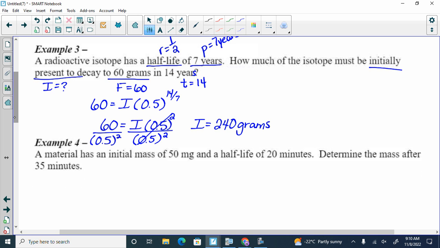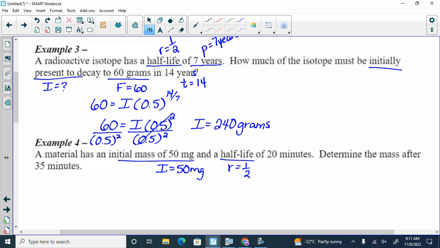Okay, the next one says a material has an initial mass of 50 grams. And by grams, I mean milligrams. And a half-life of 20 minutes. Is that P or T? It's P. Remember, this is also another way to know if it's P. If it follows right after half-life or doubling or tripling, it's P. If half-life or doubling or tripling is in the question, they're looking for P.